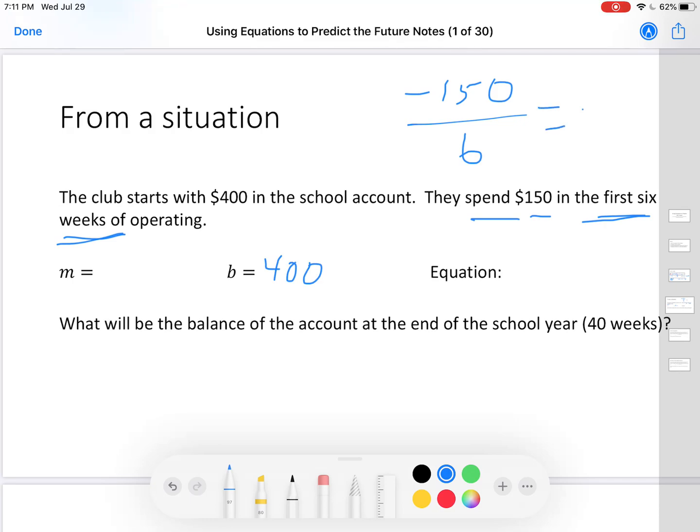And that comes out to a negative number, which makes sense because they're spending money. So it's going to be going down. The balance will be going down because they're spending money. 6 goes into 150.